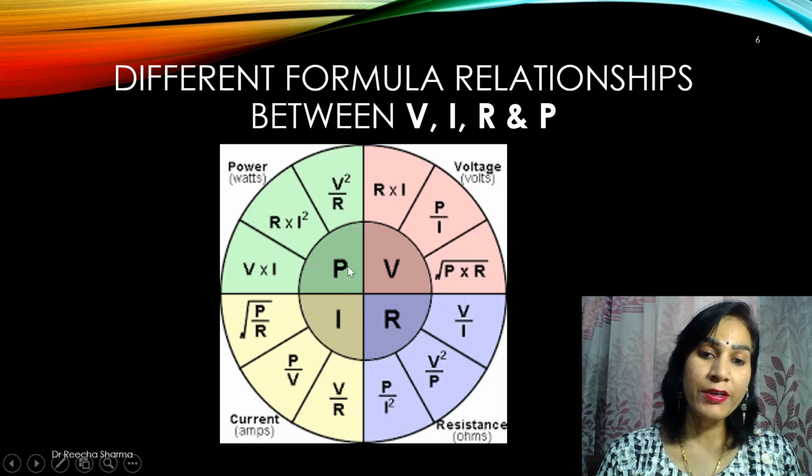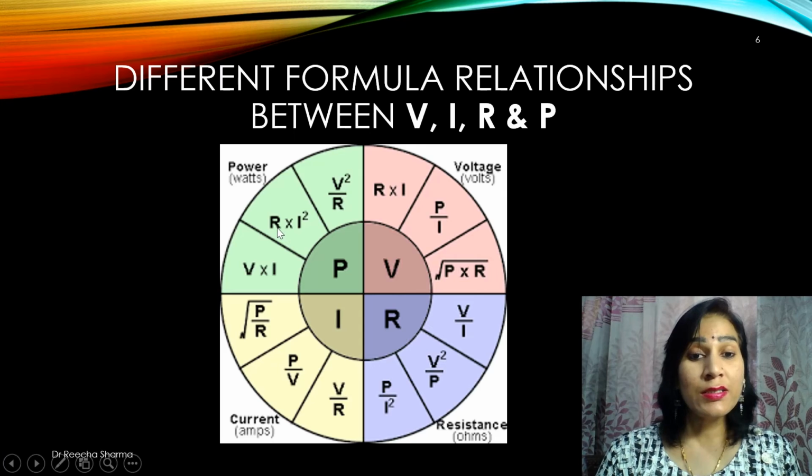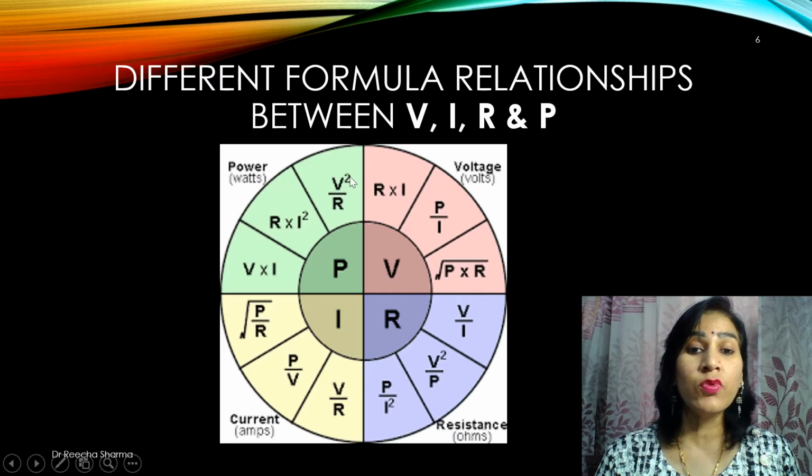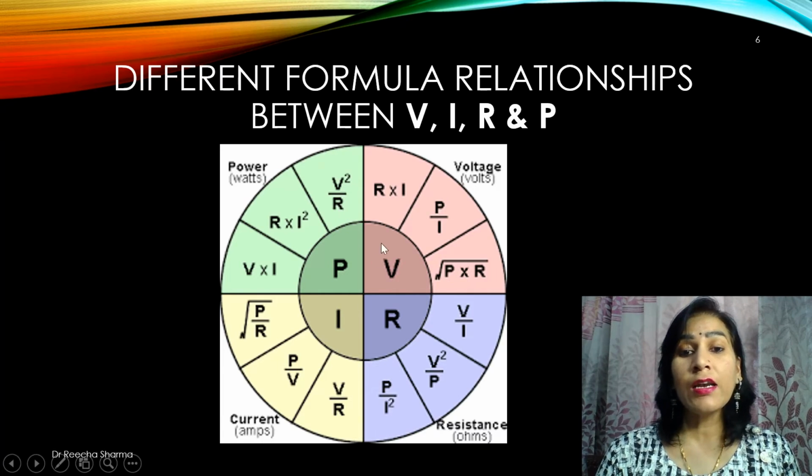When we want to find out the power, when we have voltage and current, the formula is V into I. When we have resistance and current, it is R into I square. When we have voltage and resistance, it is V square upon R. Similarly, for voltage, it is R into I, P upon I, under root P into R.